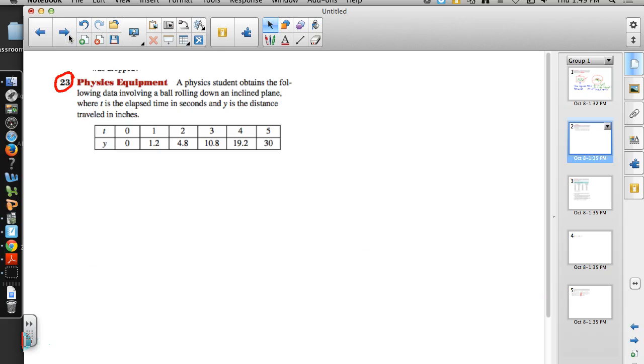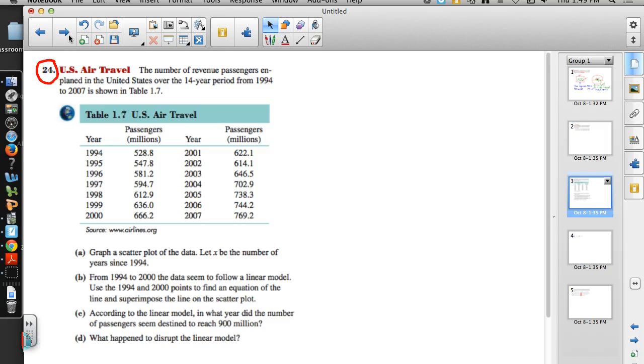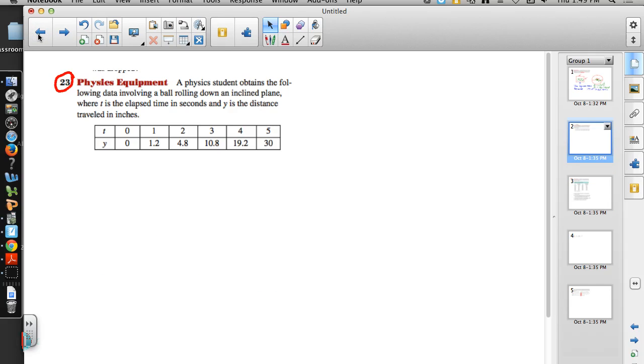I'll give the smartboard a minute here. It gets cranky when I have the TI-84 emulator up there. So the next one on your list was number 23. And with number 23, it says a physics student obtains the following data. I must have hit it too many times.